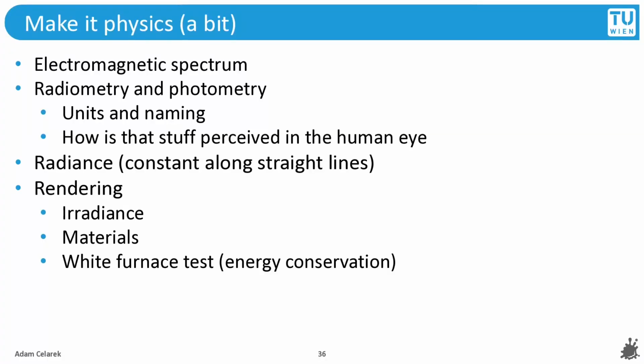This is an overview. We will first briefly cover the electromagnetic spectrum, then we will go a bit into radiometry and photometry, that is units and how stuff is perceived by human eyes. Then we will go a bit more into radiance, and finally we will look at stuff that is important for rendering.